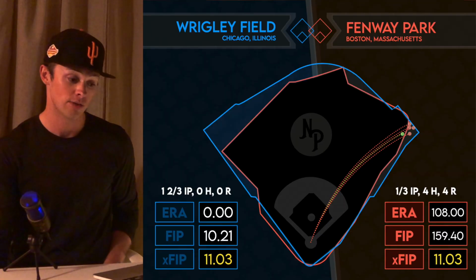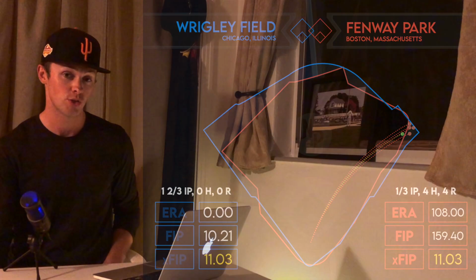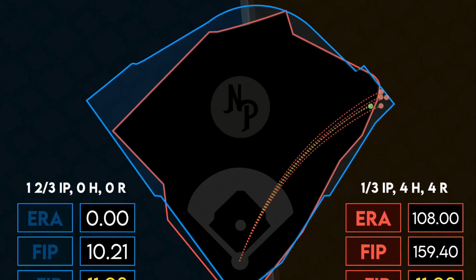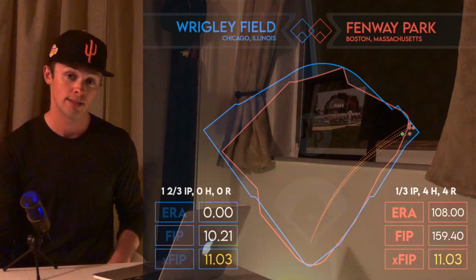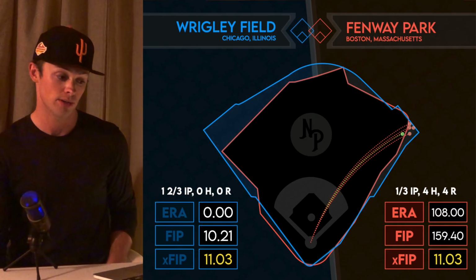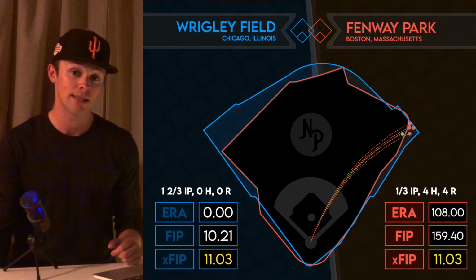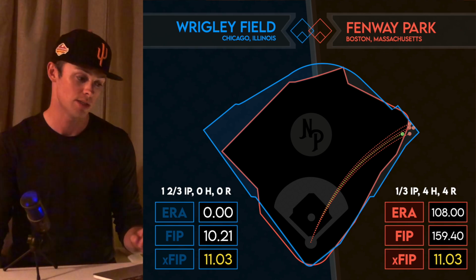Drastic example, yes, but ERA at Wrigley Field is 0, at Fenway Park it is 108. FIP doesn't know what to do because it only factors in the home runs. xFIP is extremely high, but it's identical in both ballparks. That's the big point here. There is a stat that is the same in both situations. Now this is about as crazy as it can get with a pitcher getting lucky or unlucky, but it's enough to reconsider any presumptions when sample sizes start to get bigger.